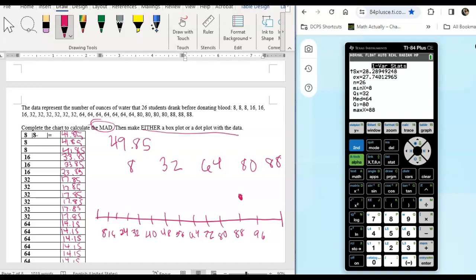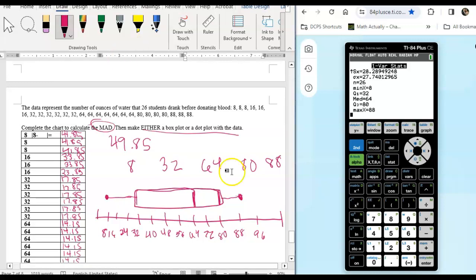Okay, so 88 is my end value, so that's going to be a dot here. 8 is my lower minimum, that's going to go here. My first quartile is 32, so that's going to go here. My third quartile is 80, that's going to go here, and then my median is at 64, so that's going to be here. I'm going to go ahead and connect my lines and draw the rest of my box plot.